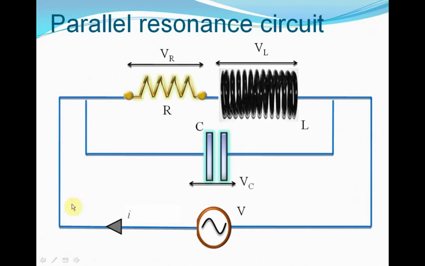In a parallel circuit, current I flows from the voltage source. However, unlike in a series circuit, the same current I does not flow through the resistance, the inductance and the capacitance. As you can see, it breaks up into two parts, IL and IC, the current through the inductor and the current through the capacitor.